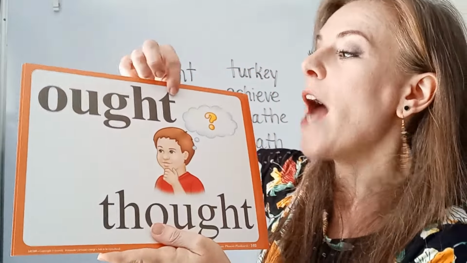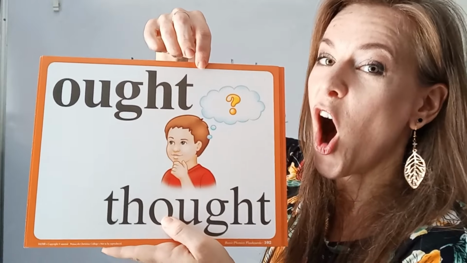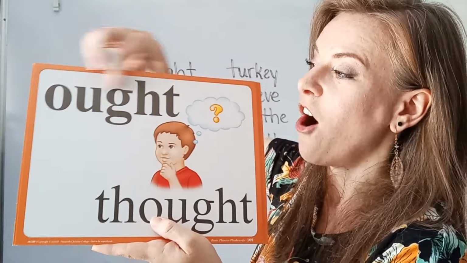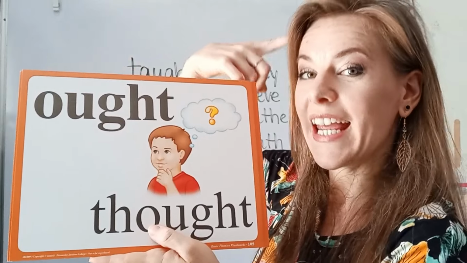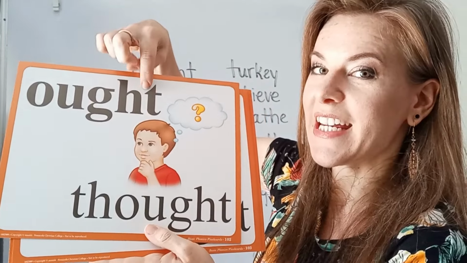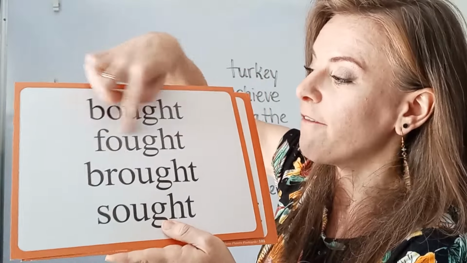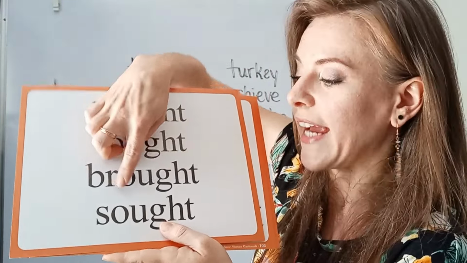Then we have OUGHT in thought. O-U-G-H-T says ought in thought. We have bought, fought, brought, and sought.